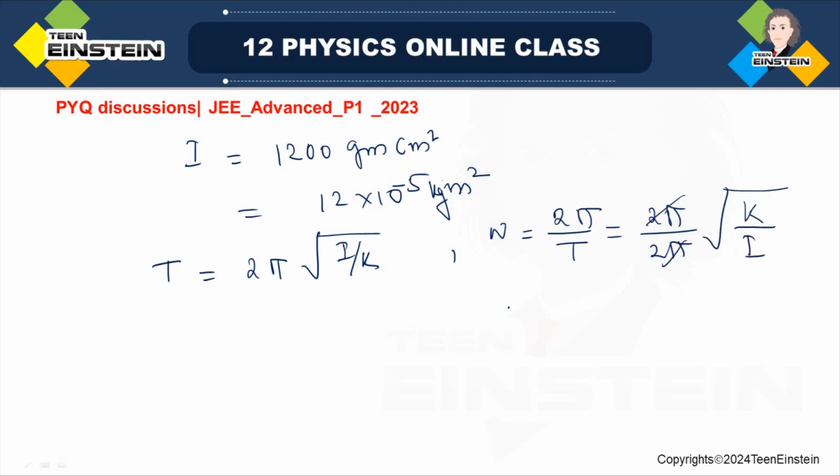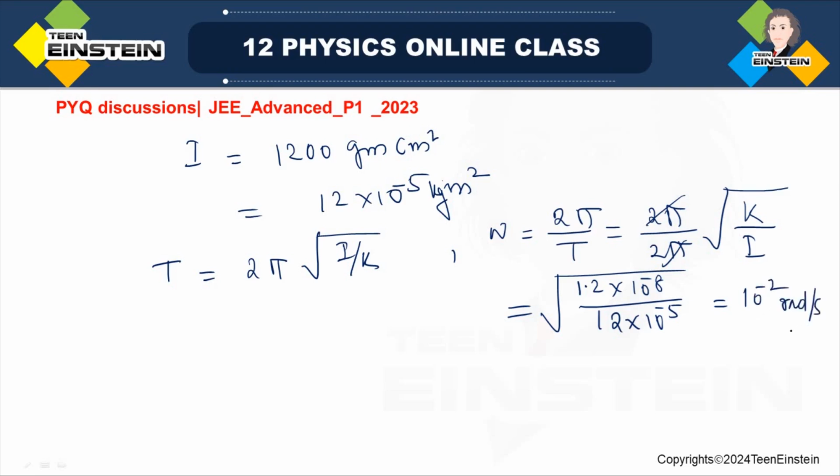So 2 pi goes off. Here k is in SI unit, so that is 1.2 into 10 to the power minus 8 divided by this I, which will be 12 into 10 to the power minus 5. So from here you will get 10 to the power minus 2. This is actually radian per second, okay.